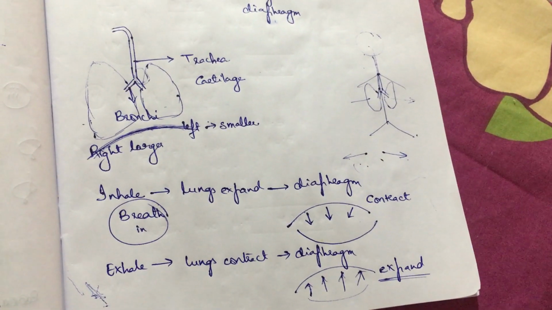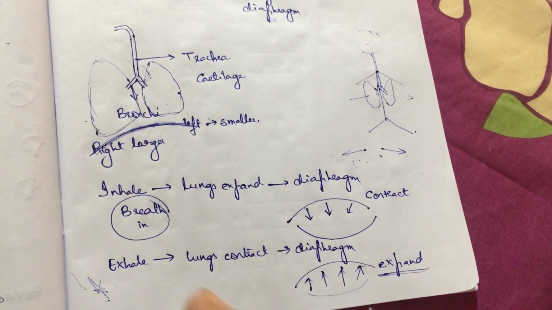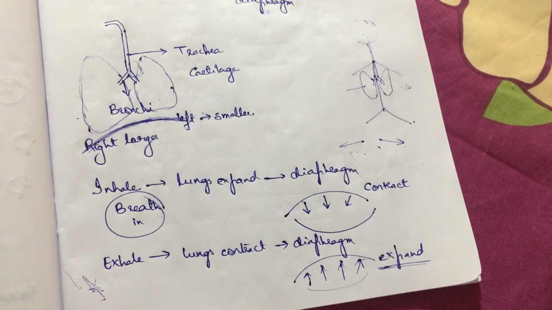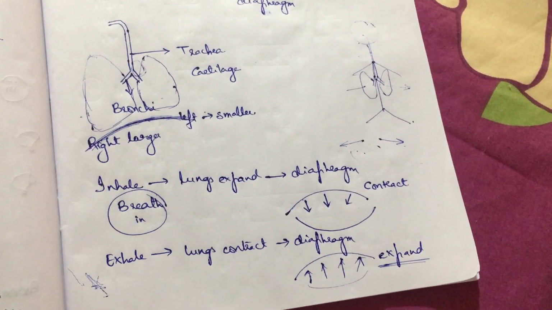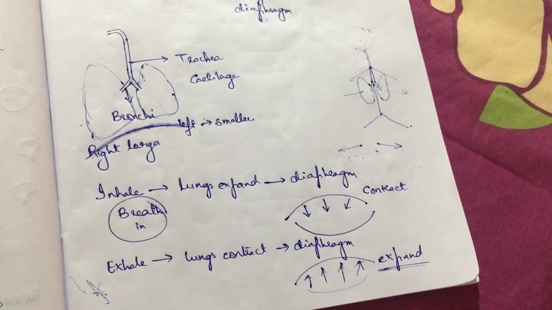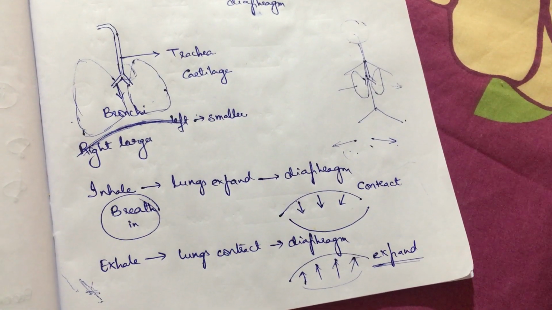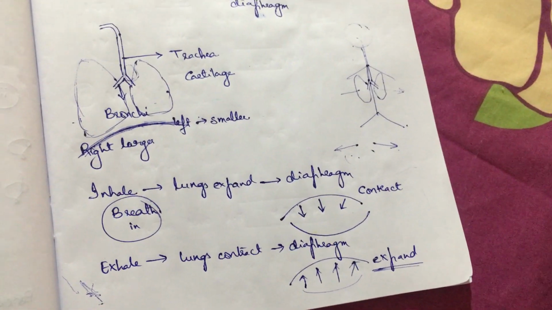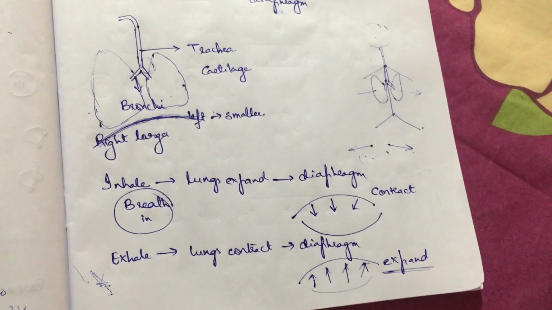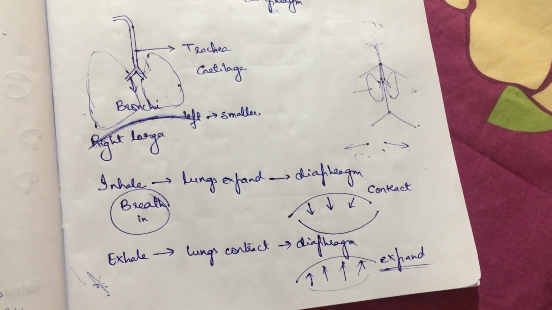So this is how the basic breathing takes place, okay? So when you take a deep breath in and you keep your hand on your abdomen, you will feel that the abdomen and that whole part is going to bulge out of your body, right? That is because the diaphragm is contracting, and your lungs are expanding, okay? So this is how it takes place in our body, okay?